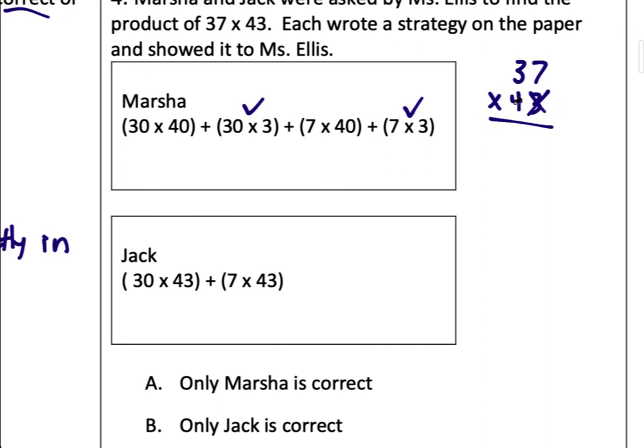And then you move over to the 40. 40 times 7. Let's see. 40 times 7 is right there. And then 40 times 30, which is right there. So Marcia's definitely correct. Let's see if Jack's correct.